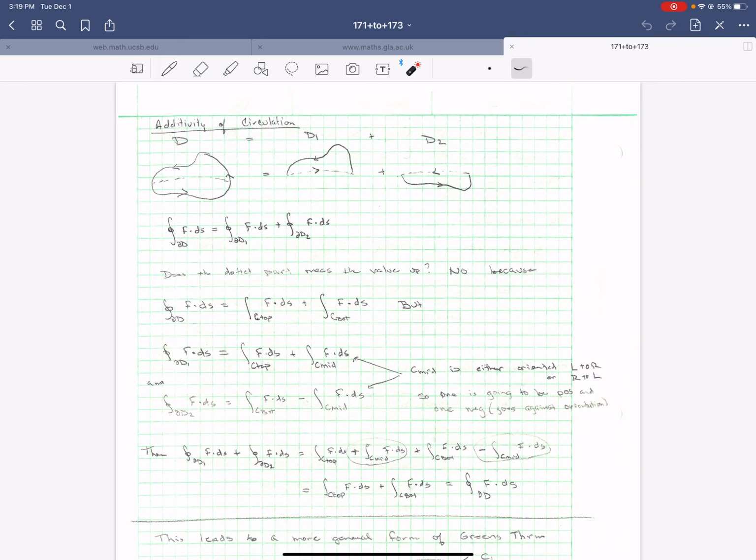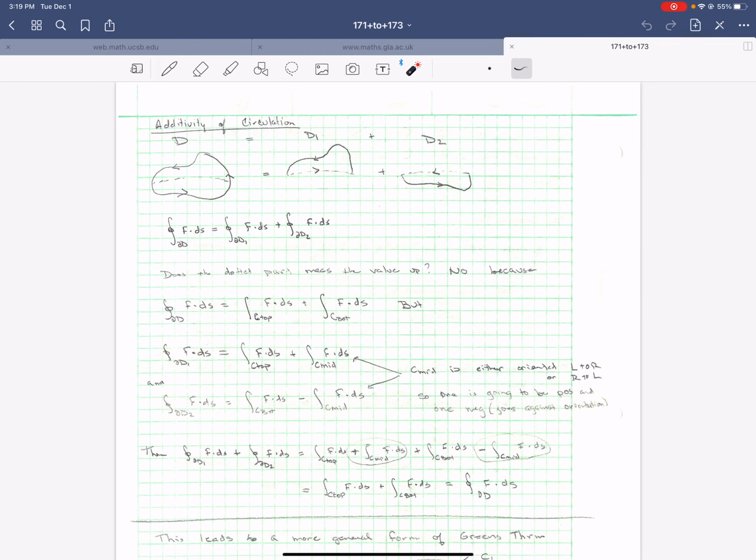So when I do the top piece, so now we have this top piece here, and I'm doing it on the entire boundary of D1, that's going to be the regular one across the top. Plus, then we have this line integral of what I call the mid curve, the dotted curve.